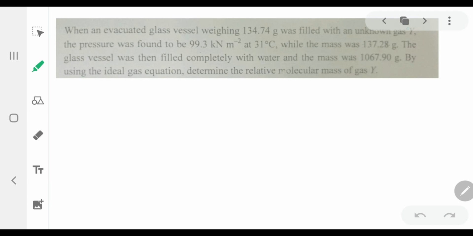It doesn't say here, this is the volume of the gas. No, you have to work that out. That's why I said this type of question requires you to think critically and try to relate with your common sense. If you are able to do that, you should be able to solve this question. Okay?